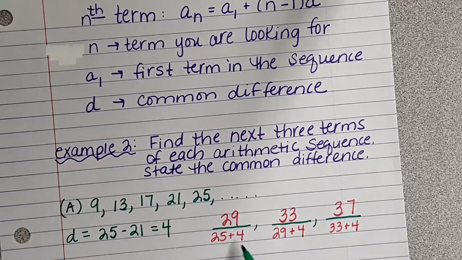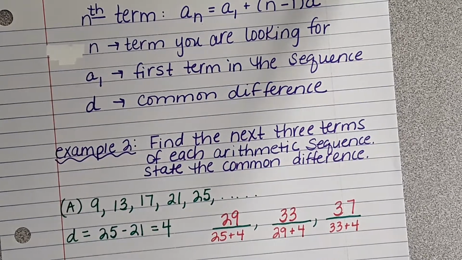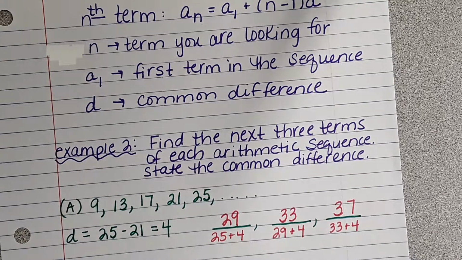Now, you guys, if that was -4, you would have added -4. Your numbers would, instead of increasing, have decreased. So just remember, you always add that term.